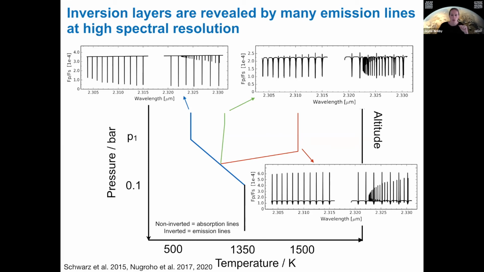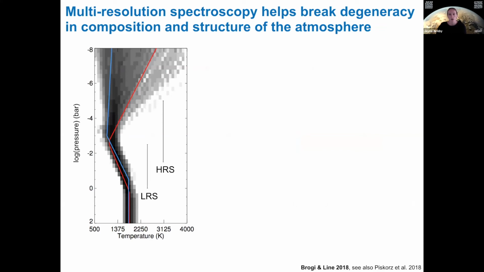This has been shown in two papers from Stefanos Nugroho in 2017 and 2018, looking at WASP-33, finding TiO and iron. What I want to highlight is that there's a real complementarity here between the high resolution work from the ground and slightly lower resolution spectroscopy from space.